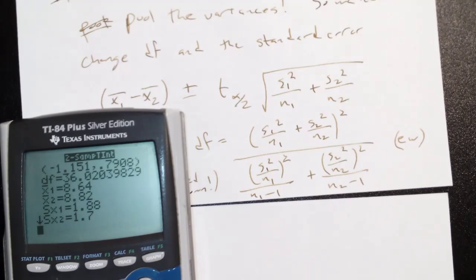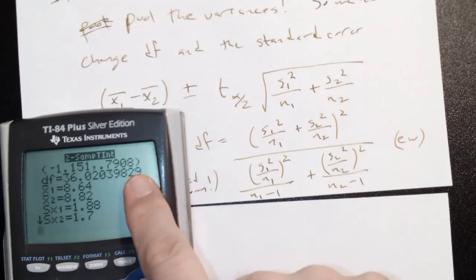My degrees of freedom is different. See, 36.02 as opposed to the previous version, where it's population 1 plus population 2 minus 2. 22 plus 17 minus 2 is 37. Just barely different. It's 36 versus 37. But that changes my t-value and it makes my interval different.